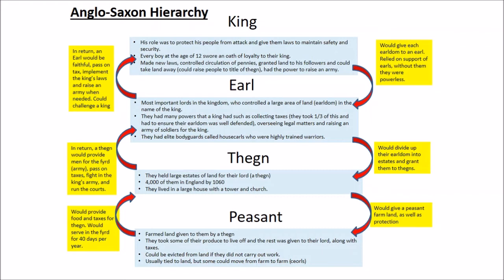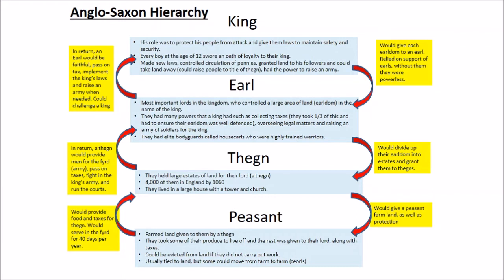They would have to be a very loyal supporter of the king, and depending on who was king of England, these earls could have more or less power. For example, when William the Conqueror becomes king, he takes a lot of power away from these earls, whereas Edward allowed his earls to have quite a lot of influence over him.